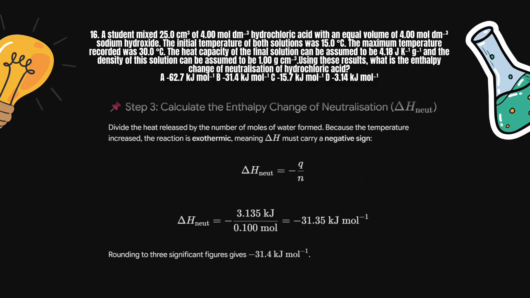Step 3. Now we can find the final enthalpy change of neutralization. We divide the heat released by the moles of water formed. Because of the temperature increase, we know this reaction is exothermic, so we must add a negative sign to our final value. 3.135 kilojoules divided by 0.100 moles gives us minus 31.35. Rounding to 3 significant figures, we get minus 31.4 kilojoules per mole. That makes option B our correct answer.